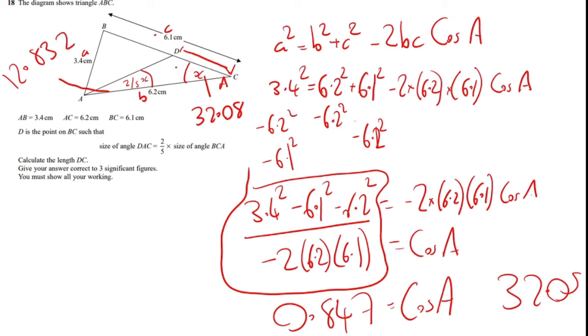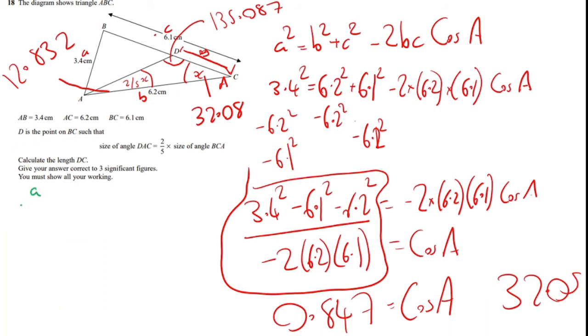So what have I got? I really need to use the sine rule, if you're thinking about it. I've got this side I want, and I've got the opposite angle. Then there's this other angle, which I can work out in 180 degrees. So if I do 12.832 plus 32.08 minus 180, the other angle here is going to be 135.087.